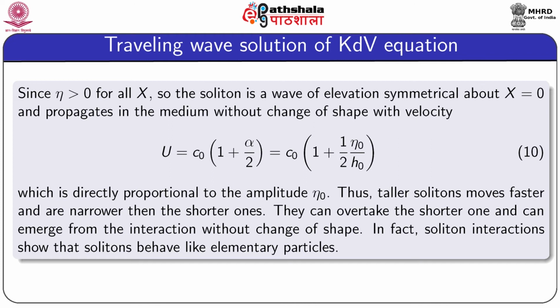Therefore, taller solitons move faster and are narrower than the shorter ones, and they can overtake the shorter one and emerge from the interaction without change of shape. This is one of the characteristics of solitons, and these soliton interactions show that solitons behave like elementary particles. These phenomena can be observed only in the KdV equation.